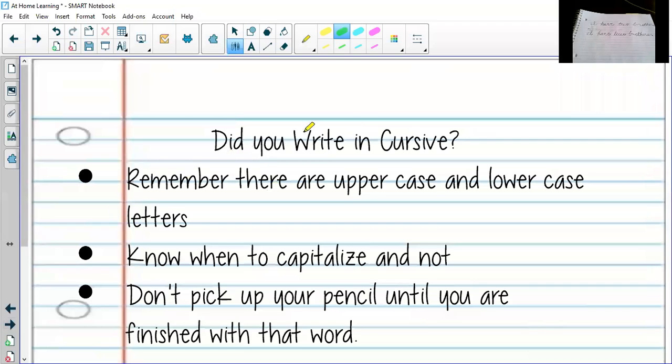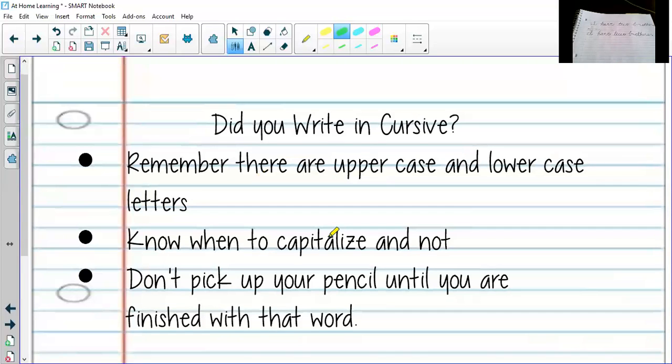Miss Bobbitt actually wrote her own on her own notebook paper. But for the cursive, I just want you guys to remember that there are uppercase and lowercase letters. If you're just learning the uppercase letters, that's fine, but I want you to eventually get to knowing how to do the lowercase letters in cursive as well. Knowing when to capitalize and not is the same thing.